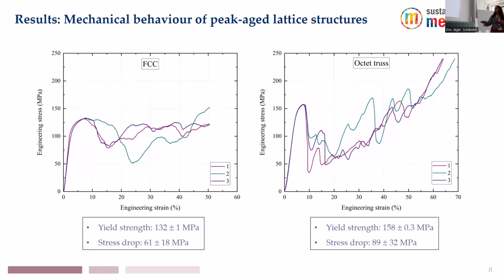And let me clarify what this value of stress drop is. Stress drop is the difference between this peak value and this value. So this is kind of the difference between 2 stress levels. So we can see that octet truss shows higher yield strength. That's why we selected it as the precipitate phase, and FCC, with comparatively lower yield strength, that's why it was the matrix.